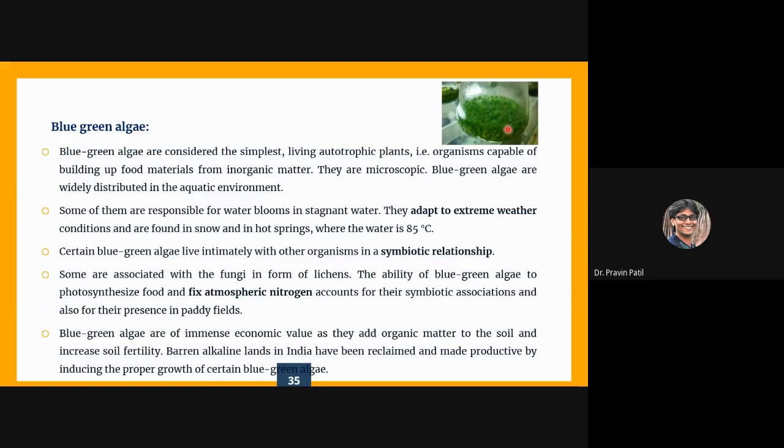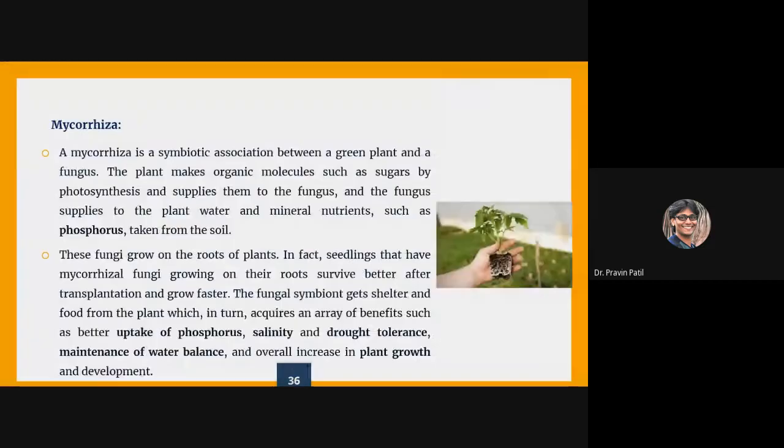Blue-green algae are of immense economic value as they add organic matter to the soil. So when the crop is harvested, this blue-green algae are still there, and they keep growing and keep enhancing the fertility of that particular site. So it is again a very fruitful return in the long term.